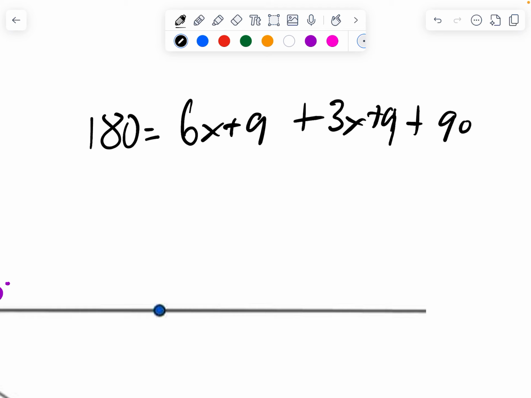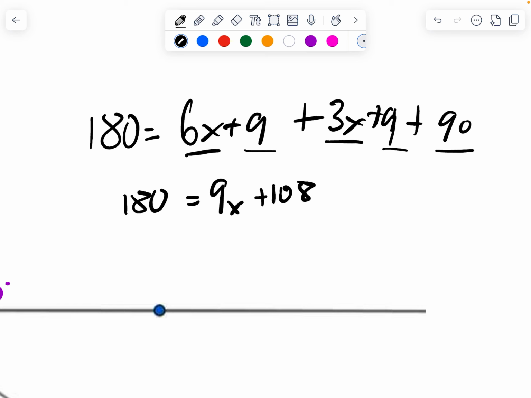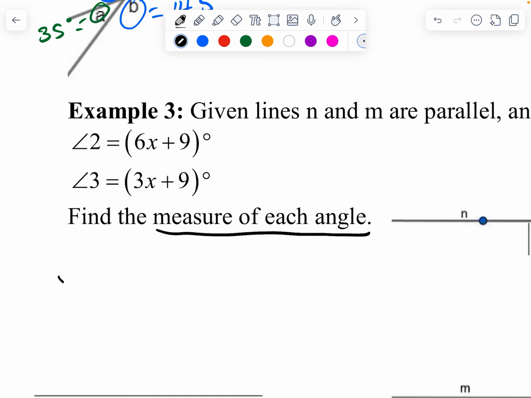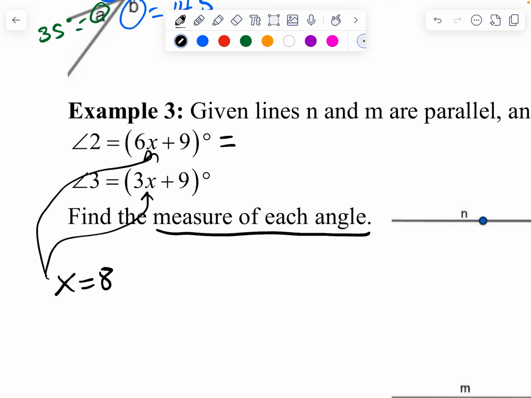And from there, you can literally just solve for x. Combine like terms. 3x and 6x gives us 9x. 9 plus 9 plus 90 gives us 108. All right, subtract the 108 and divide by 9. 9x equals 72. Divide, x equals 8. So if we plug that back in, now we know that x equals 8. Plug it back into our original expressions, and we get angle 2 is 57 degrees. We get angle 3 is 33 degrees.